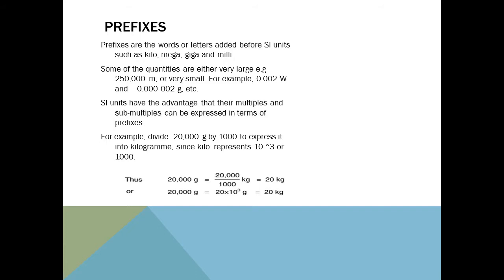For example, divide 20,000 by 1000 to express it in kilograms, since kilo represents 10 raised to power 3 or 1000. So here you can see how to present in terms of prefixes. First of all, we have 20,000 gram. When we divide 20,000 by 1000, then it will be equal to kilogram. So it is equal to 20 kilogram, or 20,000 gram could also be written as 20 multiplied by 10 raised to power 3, which is equal to kilo.